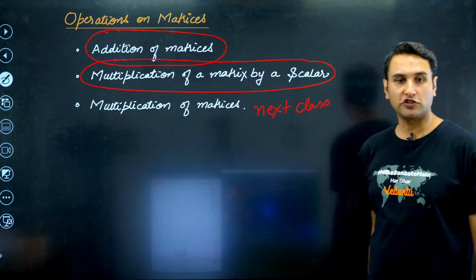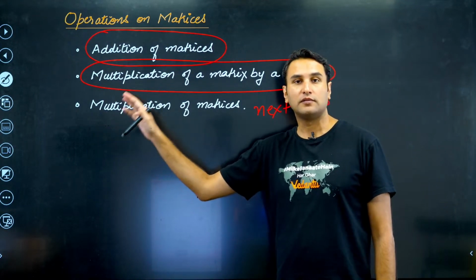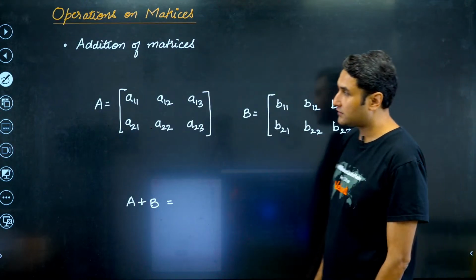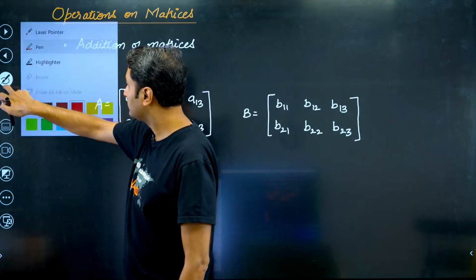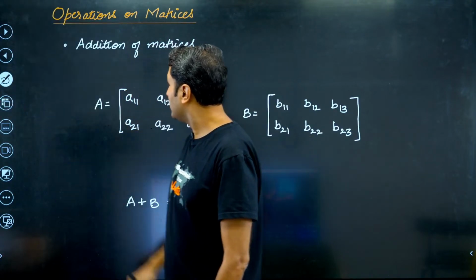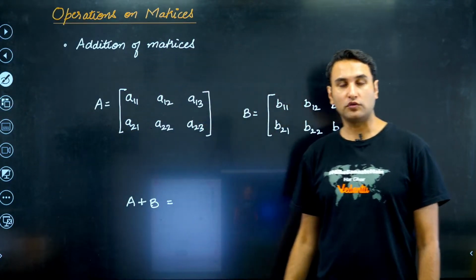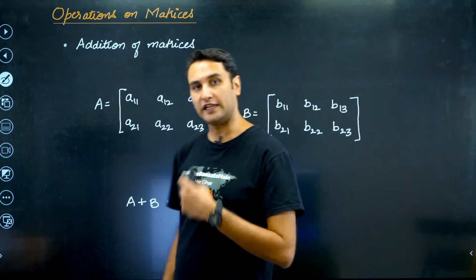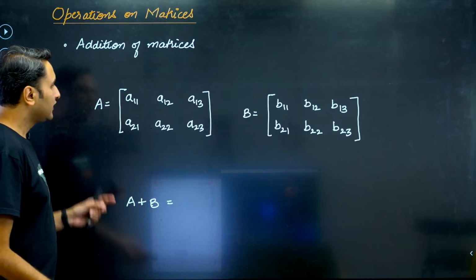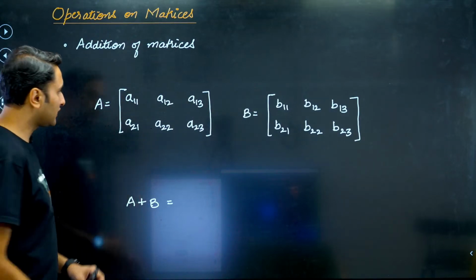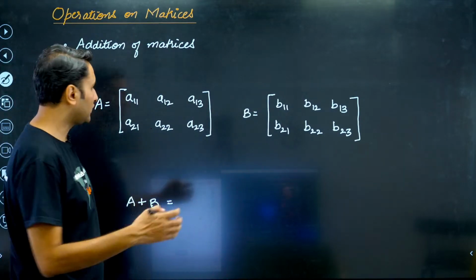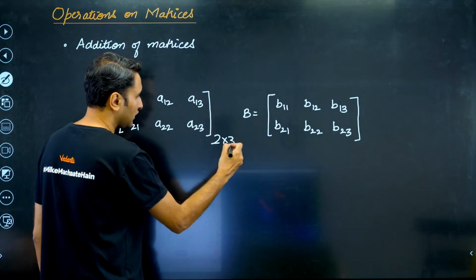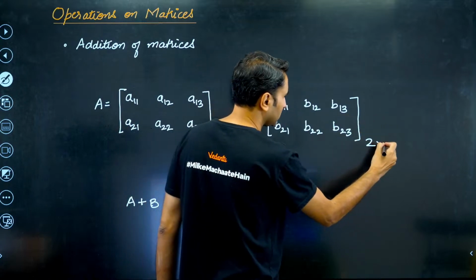That is multiplication of matrices, one entire class on this, because this is very important. Okay, now as far as addition is concerned, let's look at this. In the addition of matrices, bachcho, we just add the corresponding elements again, right? First of all, to add the matrices, they should be of the same order. Look at this, 2 rows, 3 columns, 2 rows, 3 columns, 2 rows, 3 columns.